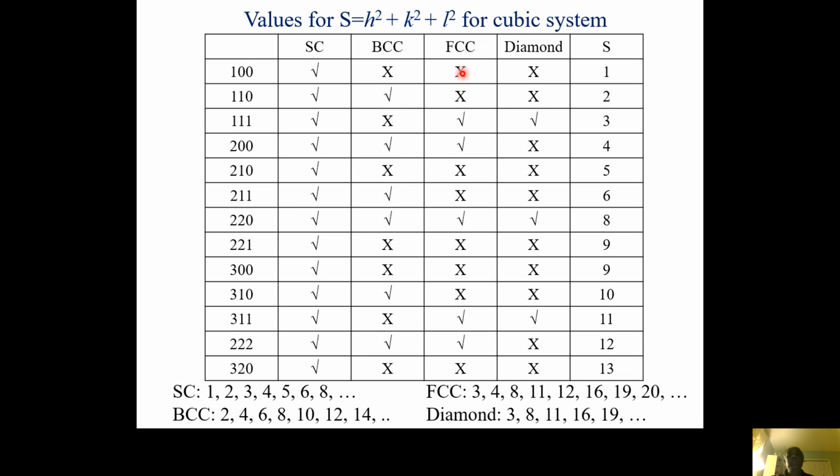For FCC, these are not allowed because either all of them should be even or all of them should be odd. Here you have even and odd, mixed, so that's not allowed, but this is fine, all odd. So that's why you can see these are allowed. Diamond also, you can see this one. This S is our sum, and these are the numbers, so you can see what the values are. This S means this structure. Please remember, this is very important when you do this indexing.